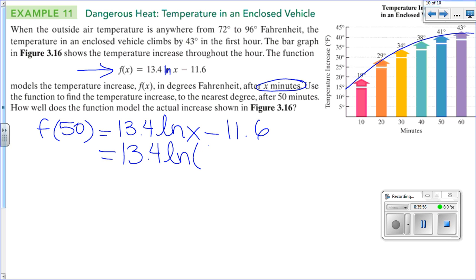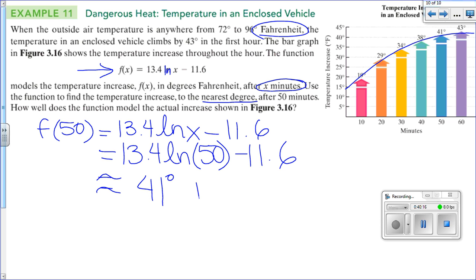You could substitute the x with a 50, plug it in your calculator, and then get the answer. And the answer for that problem is equal to 41 approximately, since we are rounding to the nearest degree. So it will be 41 degrees Fahrenheit.